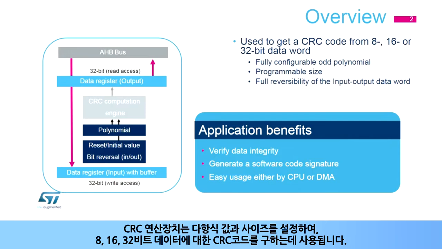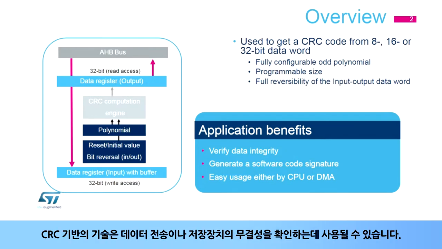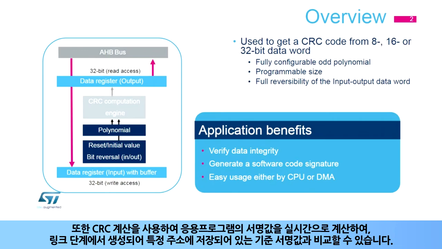The CRC calculation unit is used to get a CRC code on 8, 16, and 32-bit data using a configurable generator polynomial value and size. The CRC-based techniques can be used to verify data transmission or storage integrity. The CRC calculation can also be used to compute the signature of the application software during runtime to be compared with a reference signature generated at link time and stored at a given memory location.